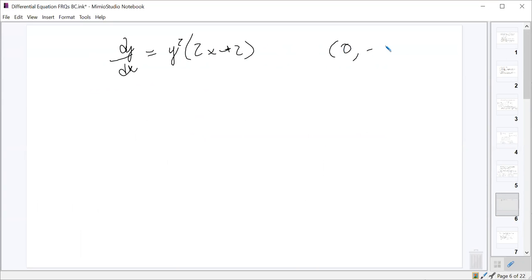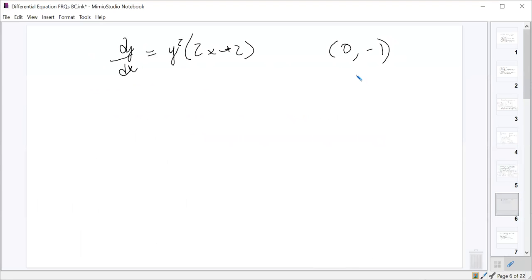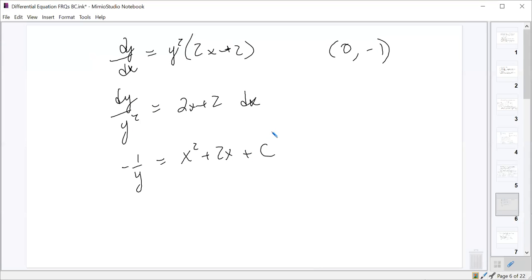Given the point (0, -1). Yeah, (0, -1). So this is just a separation of variables. dy over y squared equals 2x plus 2 dx. The integral of y to the -2 is -1 over y, equals x squared plus 2x plus your constant. Plug in your initial condition to get your constant of 1. There's our constant of 1.